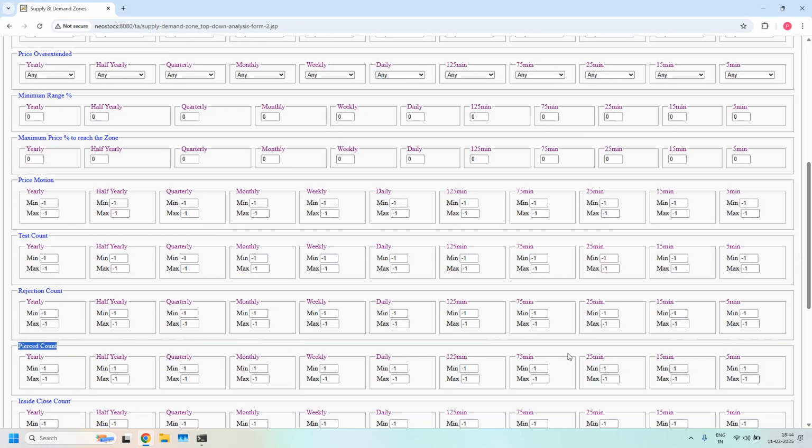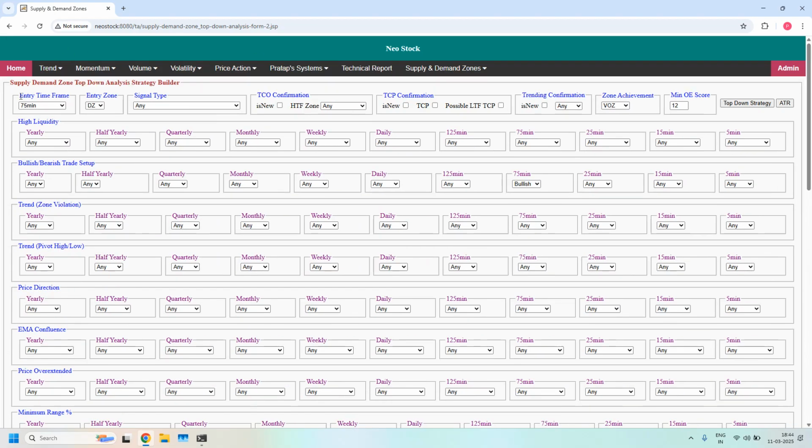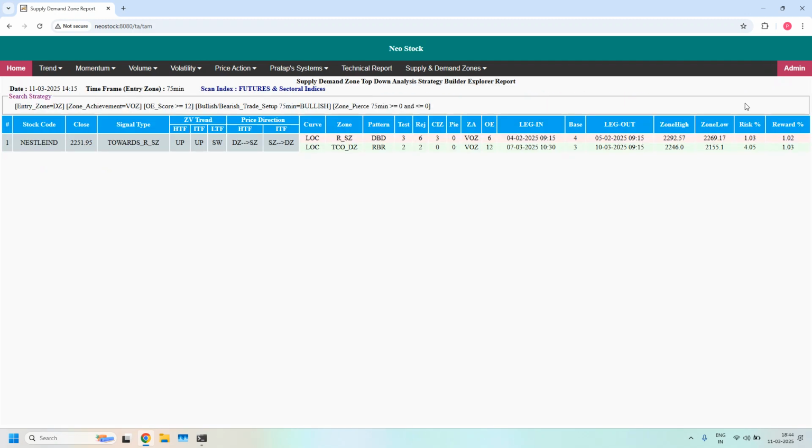So in the pierced count at 75 minutes, minimum value I'm setting 0, maximum value 0. That means pierced count should be 0. Pierced count 0 means the zone is not pierced. Which zone? Whichever the zone you selected here. Which one we selected? 75 minutes demand zone. That means 75 minutes demand zone should not be pierced, and it should be having a zone achievement violated opposing zone, and the 75 minutes demand zone minimum order enhancer score should be 12. That means all the three filters are applied to 75 minutes demand zone. This is how you should understand the remaining reports.